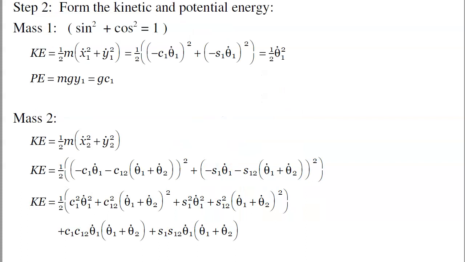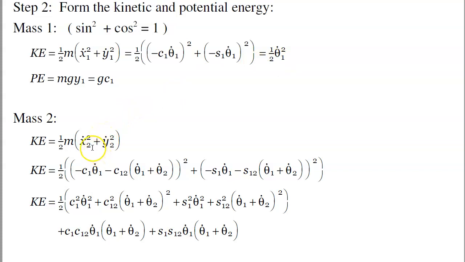Using that, I can now find the kinetic energy. Kinetic energy, the first mass, is 1/2 mv squared. Substituting in for x1 dot and y1 dot, note that I get a sine squared plus cosine squared, which is 1. So the kinetic energy is 1/2 theta 1 dot squared. Mass 2 is where it gets kind of ugly.